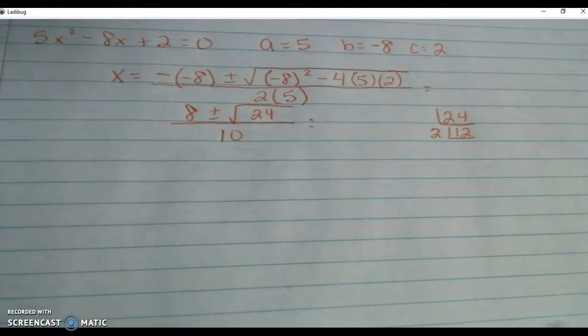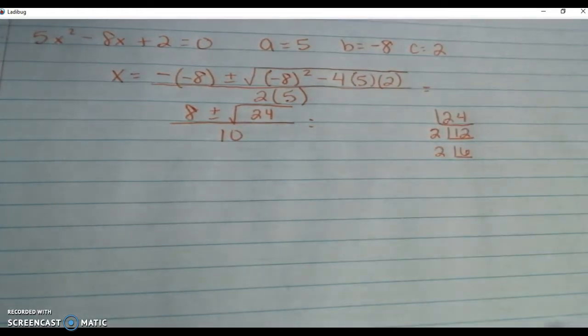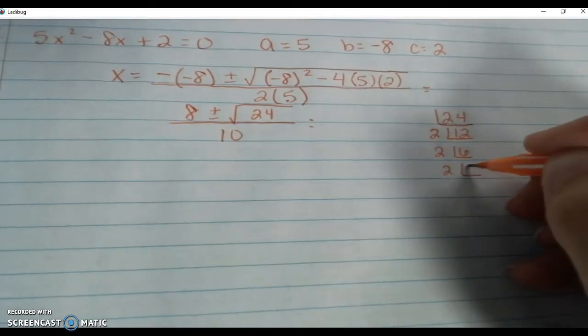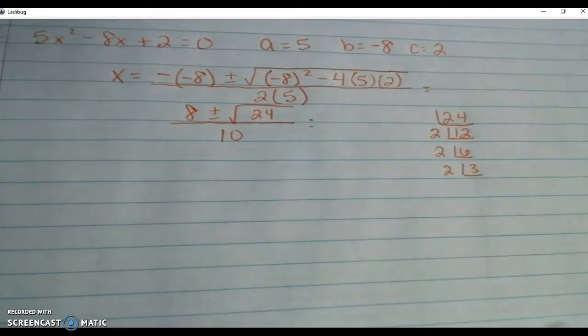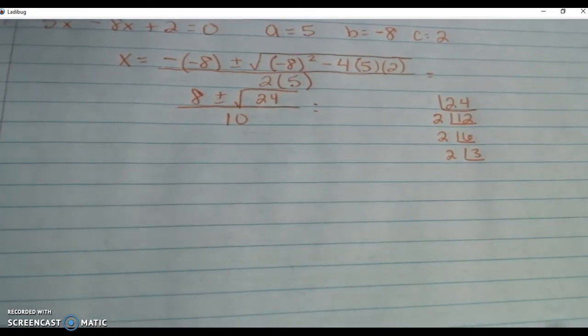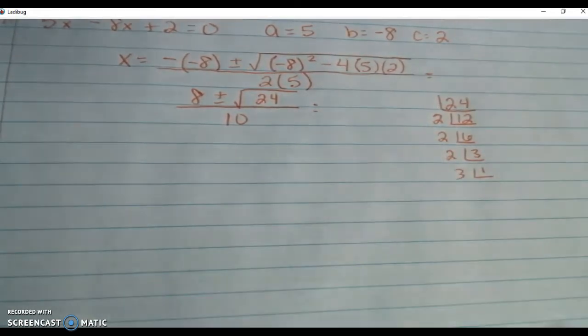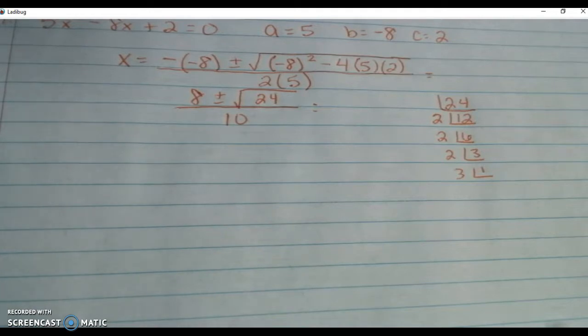So now we're looking at 12. Does 2 go into 12? Yeah. How many times? Good. And then how about 6? Does 2 go into 6? Yeah. 3 times. And then what's special about 3? Good. It's prime. So we can do 3 and 1. Okay. Any questions on that? And if you were here yesterday, that's what we did. So let me know if you have questions on it.